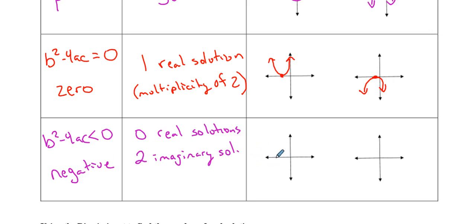Since a solution is where the graph crosses the x-axis, if we don't have any real solutions, we only have imaginary solutions, well then our graph will not cross the x-axis. So it looks something like that, or something like this, either way, there is no x-intercept. It's either above the axis going up, or below the axis going down. Either way, there are two imaginary solutions.